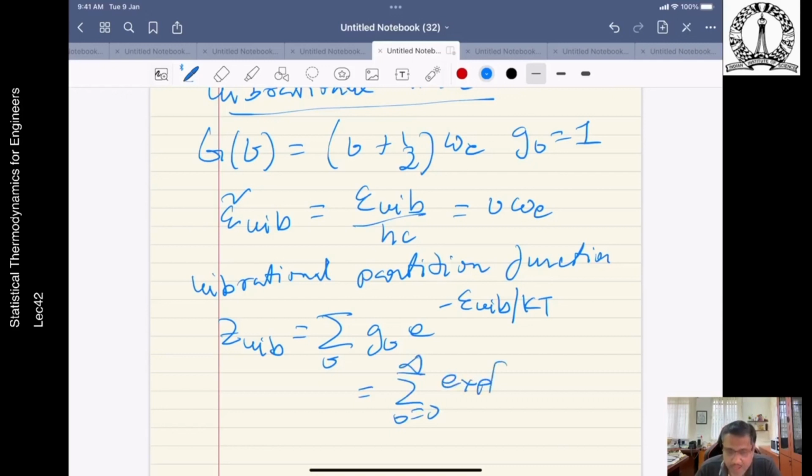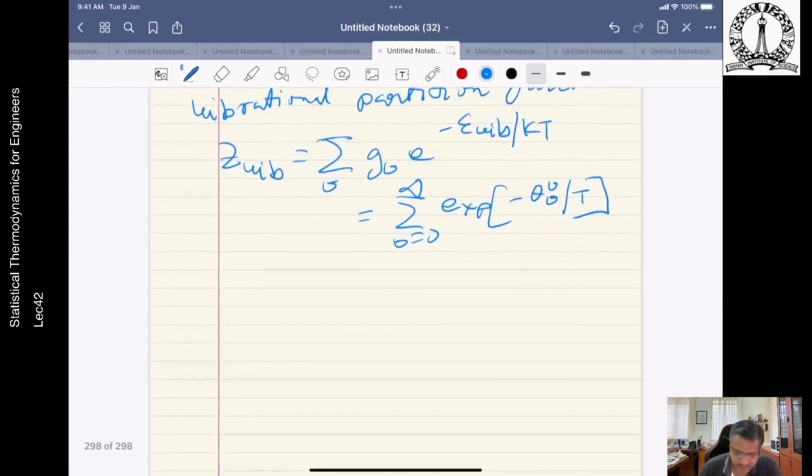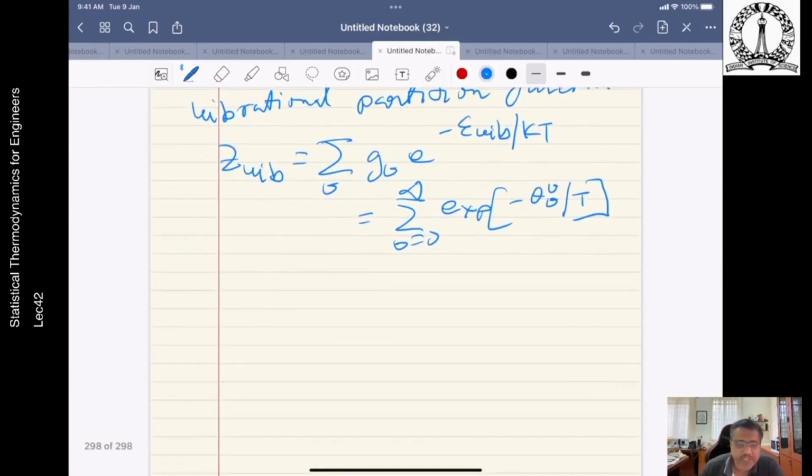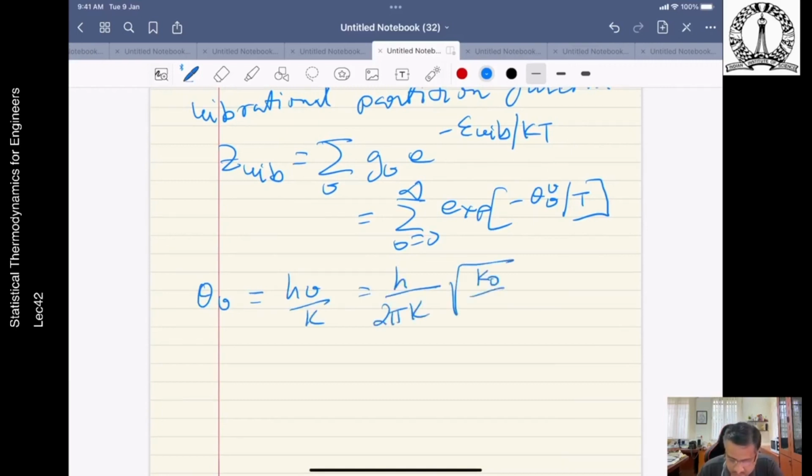exponential minus theta V by T. So the characteristic vibrational temperature therefore becomes h nu by k, which is equal to h by 2 pi square root of k naught by mu. So this we already know. So theta V is roughly 10,000 to about 6,000 Kelvin for full excitation.